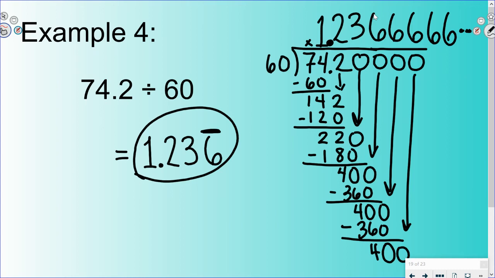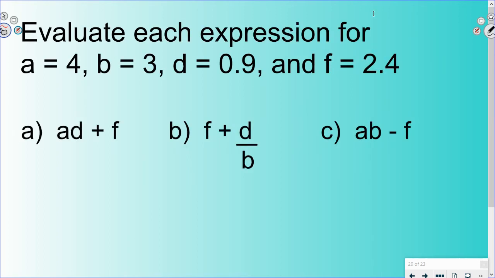Again, don't forget to put your decimal point up. You should have put that up before you start. Sorry about me not doing that and the interruption in the middle.